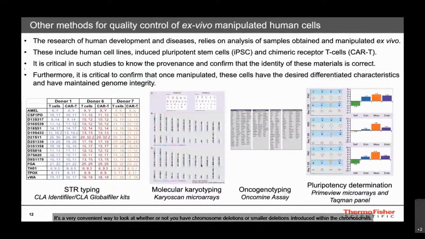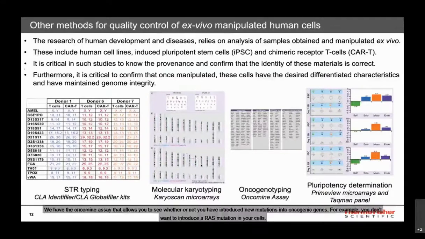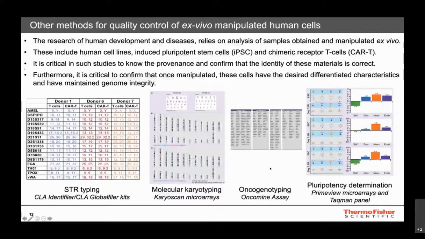within the chromosome. We have the Oncomine assay that allows you to see whether or not you have introduced new mutations into oncogenic genes. Of course, you don't want to introduce a RAS mutation in your cells if you've grown them for a while before you put them back into the individual. You want to make sure that you have not introduced a novel oncogenic mutation in your manipulations.